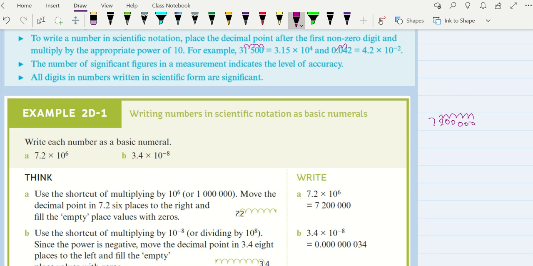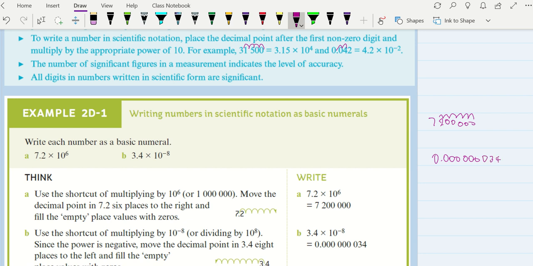Now let's have a look at 3.4 times 10 to the negative 8. Well, I'm going to have to put a bunch of zeros in front of that. So let's have a look. I'm going to have to go 1, 2, 3, 4, 5, 6, 7, and now I put my 3.4.